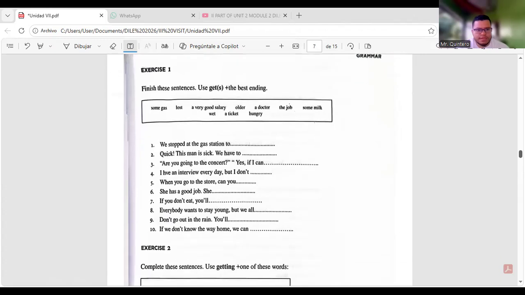Ok, entonces vamos a hacer el ejercicio número uno. Exercise number one from this part. Y ustedes van a resolver el ejercicio número 2 de la página 115.